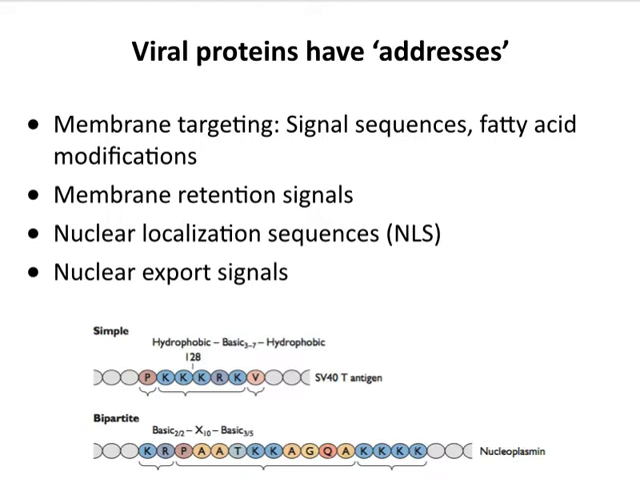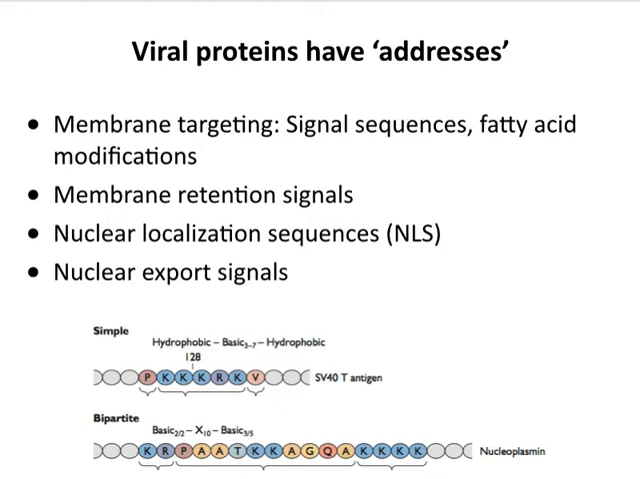The other key point is that virus proteins that are going to be built into virions or virus particles have to go to the right place in the cell, whether that means a membrane or a factory or the nucleus or some part of the secretory pathway. It has to get there, and they do so by having what we call addresses. There are many different kinds of addresses that proteins can have.